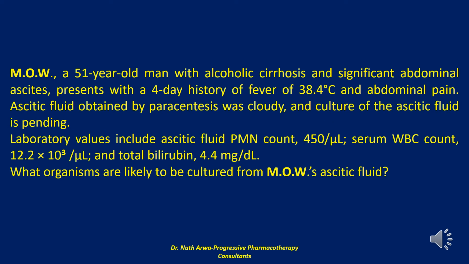The next question reads, M.O.W., a 51-year-old man with alcoholic cirrhosis and significant abdominal ascites, presents with a 4-day history of fever of 38.4 degrees Celsius and abdominal pain. Ascitic fluid obtained by paracentesis was cloudy, and culture of the ascitic fluid is pending. Laboratory values include ascitic fluid PMN count of 450 per microliter, serum WBC count of 12.2 times 10 power 3 per microliter, and total bilirubin of 4.4 mg per deciliter. So my question to you is, what organisms are likely to be cultured from M.O.W's ascitic fluid?